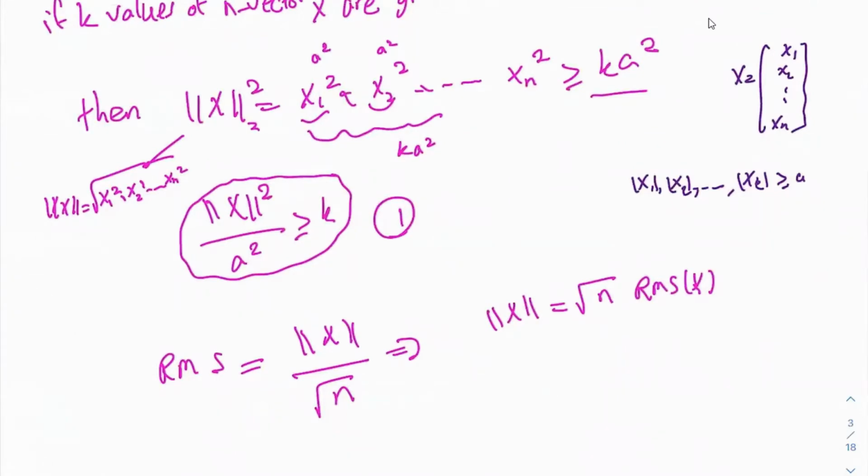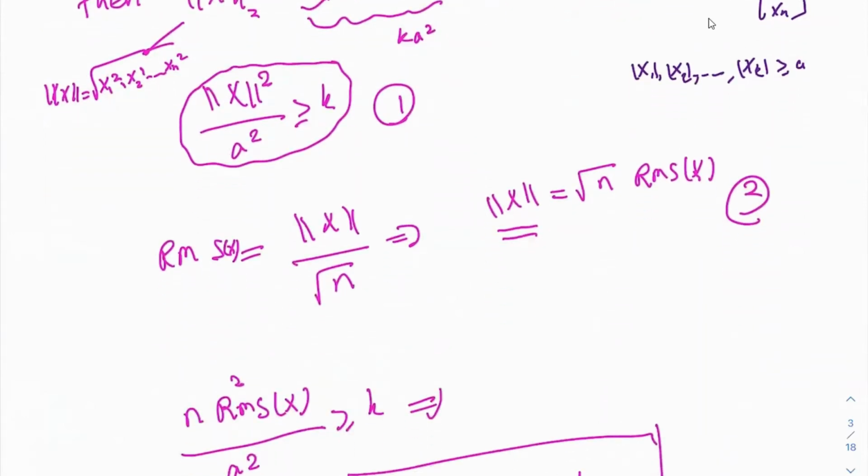So now remember that I defined the RMS, root mean square, as the norm of x divided by the square root of n. Now we can relate these two concepts together. We can write the Chebyshev inequality in terms of RMS. So I'm going to write the norm of x to be root n times the RMS of x, right? Now let's use this one as equation 2. Let's plug equation 2 in 1.